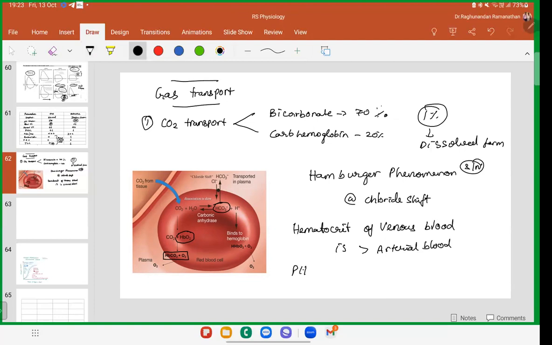And the second thing is the pH of your venous blood. The pH of your venous blood is going to be more acidic, more acidic than your arterial blood. Can you tell me what is the reason for it, guys? What would be the reason why there is going to be a pH drop in the venous blood?